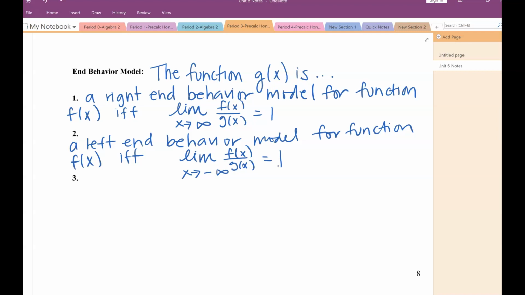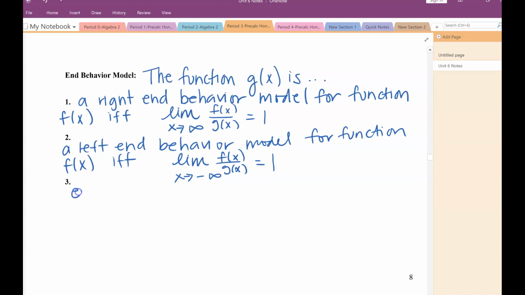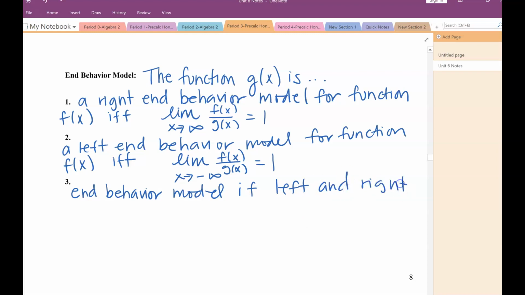Now the third case is just called an end behavior, period. Okay. Just called an end behavior. There's no left and right. End behavior model if left and right are the same.